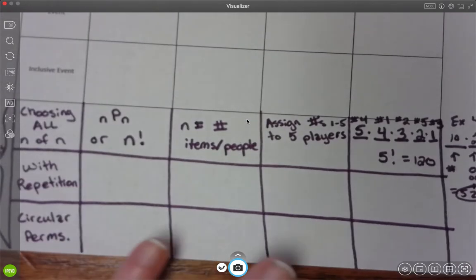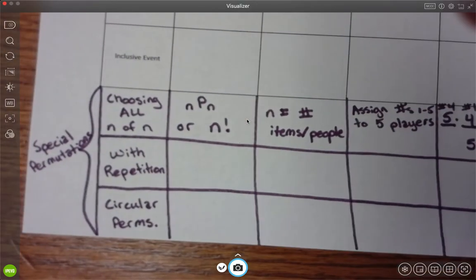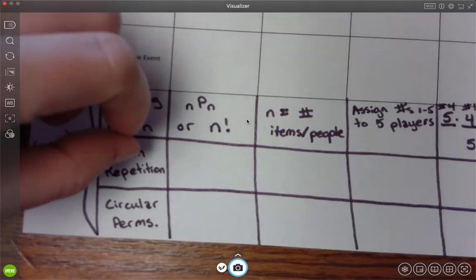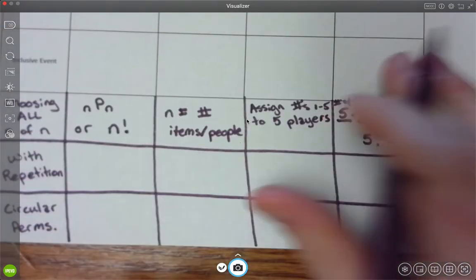Now, 2 other things if I have repetition going on. So let's say that I have, whose name did we choose before?